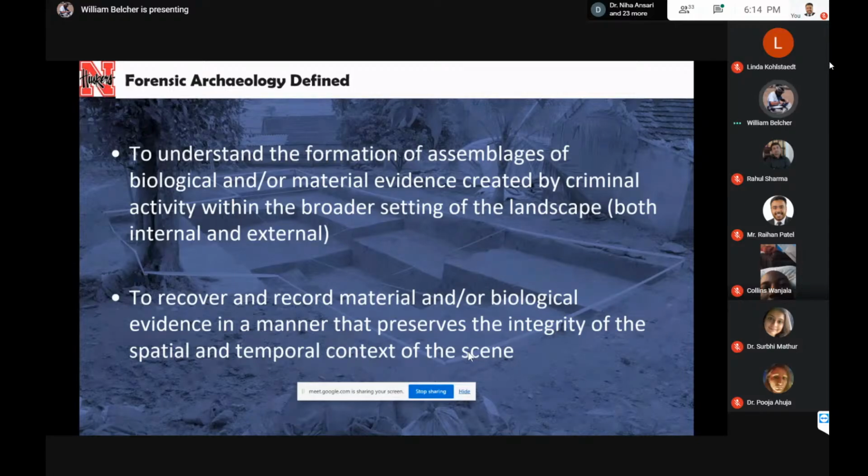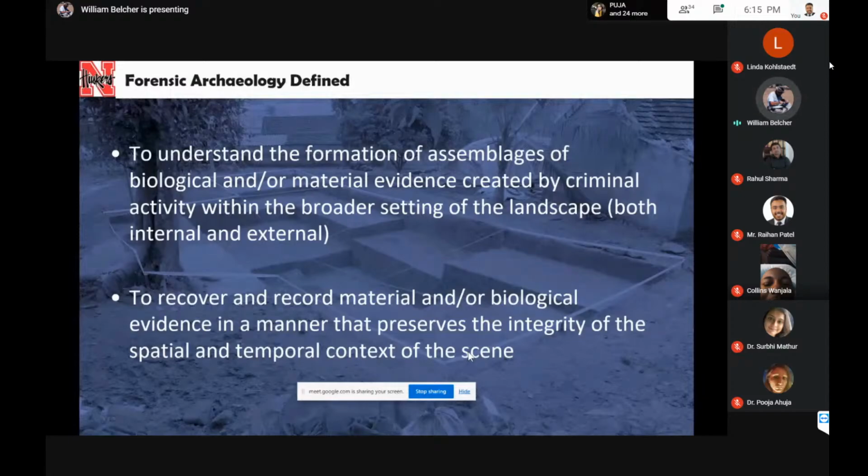We want to do the archaeological assessment of doing the recovery and record the materials in a manner that preserves the integrity of the spatial and temporal context of the scene. And what do I mean by that? What I mean is that we want to know which materials were associated with other materials. Those of you that have done crime scene investigation or are taking the classes or read a lot about this in your studies know it is primarily taking maps, drawings, and photographs of a crime scene. And so these are really important.